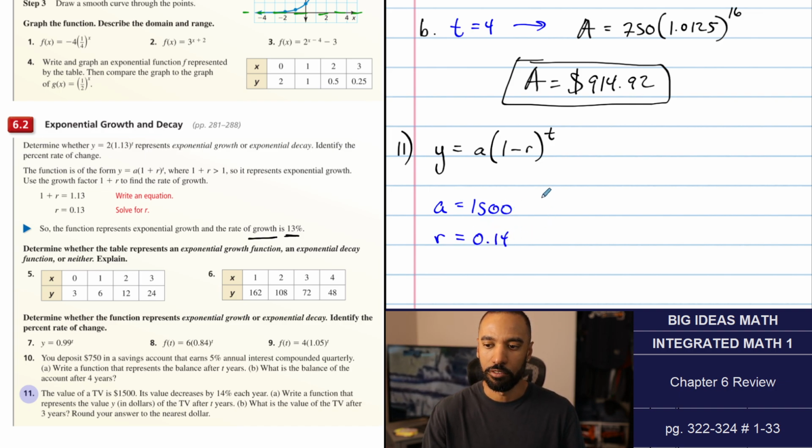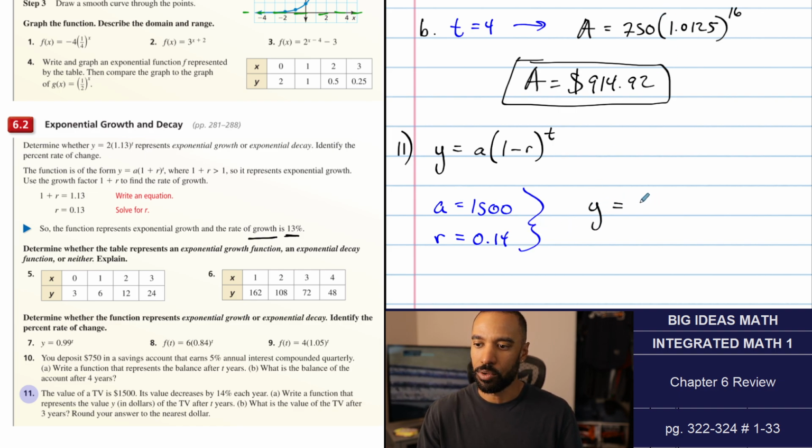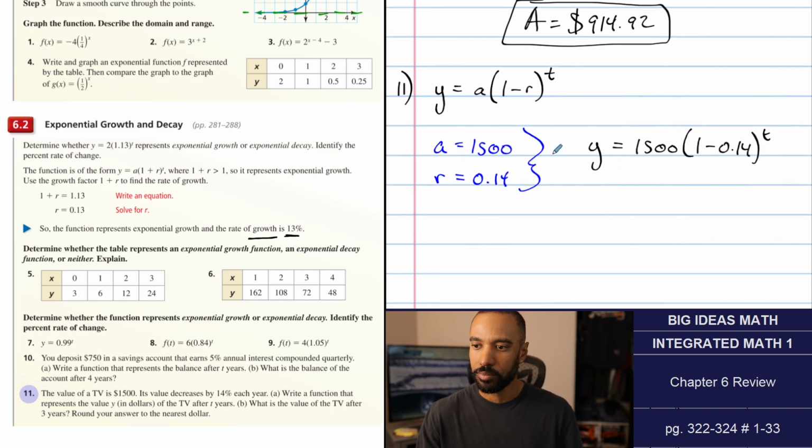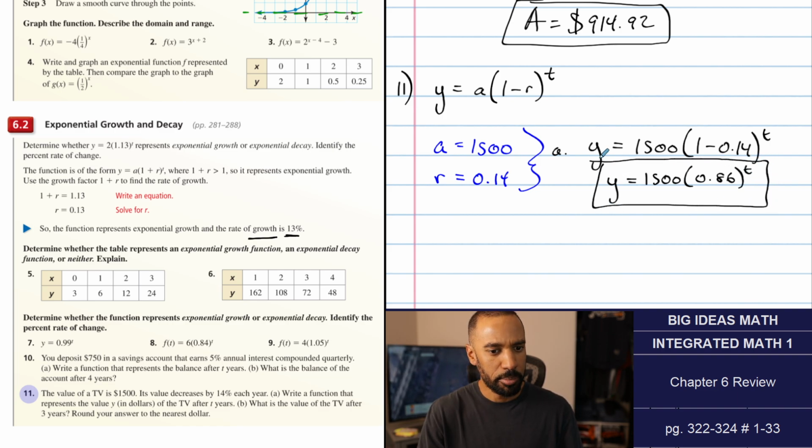That's r, 0.14. So these two together, we can make an equation out of it that says y equals 1,500 times 1 minus 0.14 to the t. And please simplify that. This is part A, by the way. This is y equals 1,500 times 0.86 to the t power. Now, did we have 0.86 as a number before? Oh, that was 0.84. Never mind. Very, very close. Okay, that's part A.